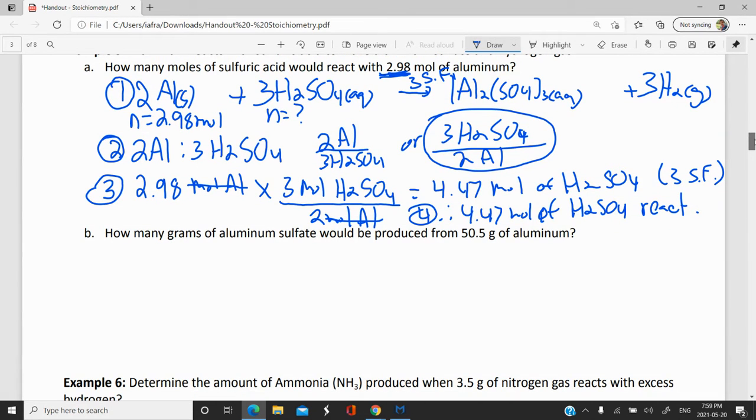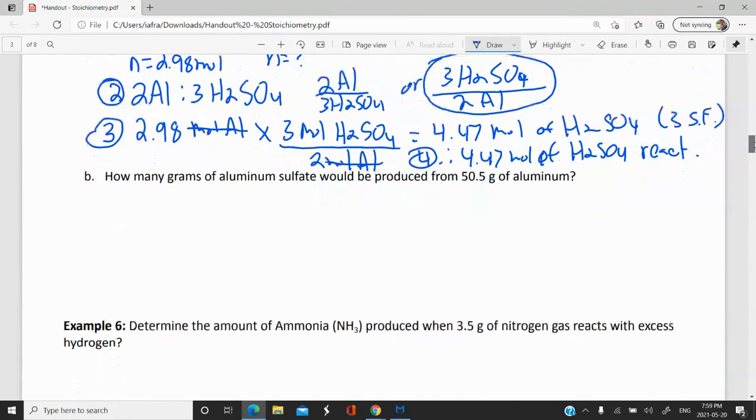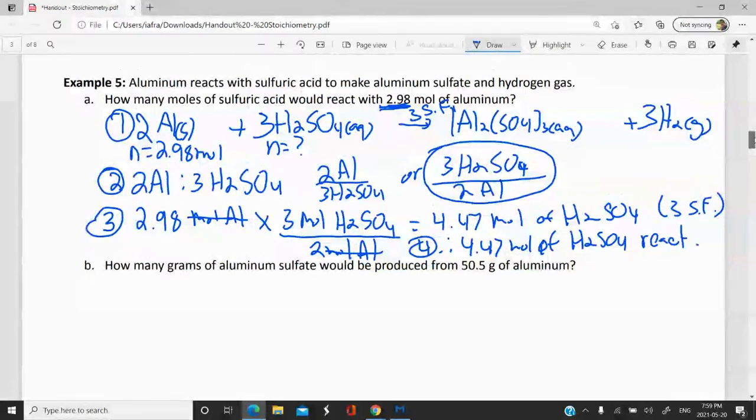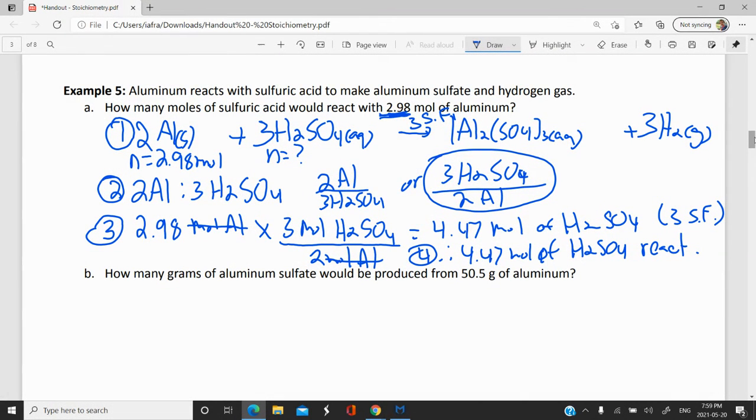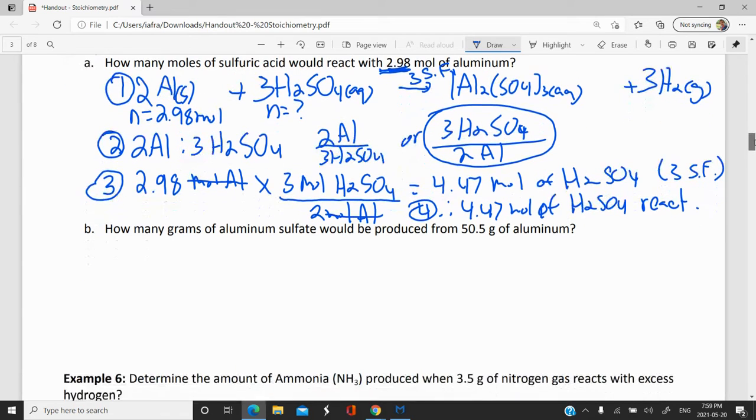So now we're going to take a look at the next question, which has a mass involved. How many grams of aluminum sulfate would be produced from 50.5 grams of aluminum? The first step is the same. First step is let's write out that balanced equation. We already did that from the previous question.